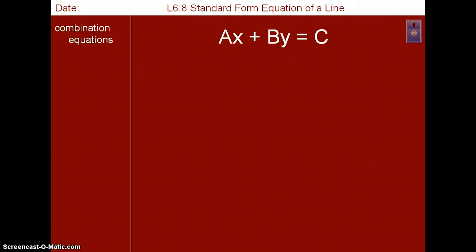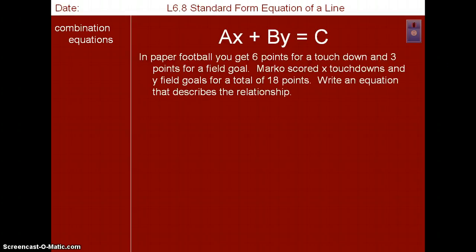As we take a look, we've got something called combination equations. Take a moment to read through this example about paper football. We've got some sort of a combination here. We've got 6 points for a touchdown and 3 points for a field goal, and some combination of touchdowns and field goals giving us a total of 18 points.